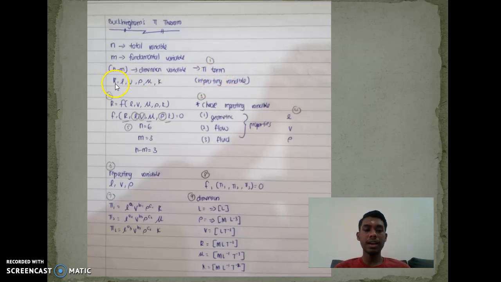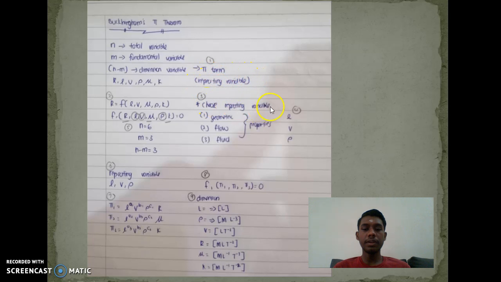So the variables are R, L, V, rho, mu, and K. First, we're going to write R is equal to f of L, V, mu, rho, and K. Then we're going to write f of R, L, V, mu, rho, K is equal to 0. So n is equal to 6. There are 6 variables in total, and m is equal to 3, the fundamental variables, and n minus m is equal to 3.